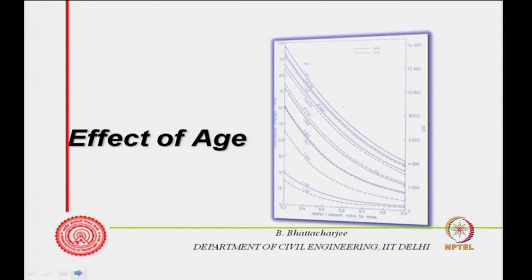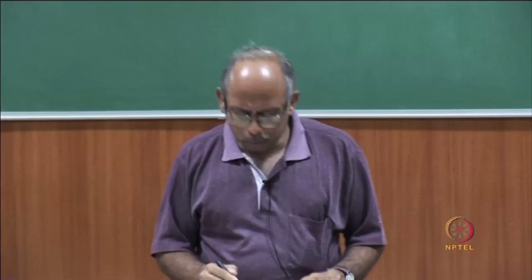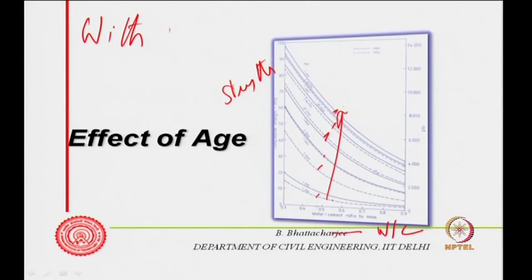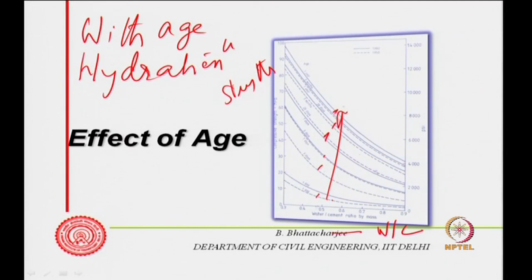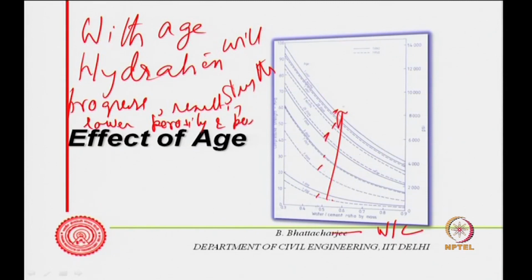Age, strength will vary with the age. For example, you have 1 day strength, 3 day strength, 28 day strength, and 1 year, and so on and so forth. So, as the age increases, compressive strength increases. These strength versus water to cement ratio curves tend to go up with age, and we do understand this, because with age hydration will progress, resulting in lower porosity and pore sizes. So, strength shall increase.